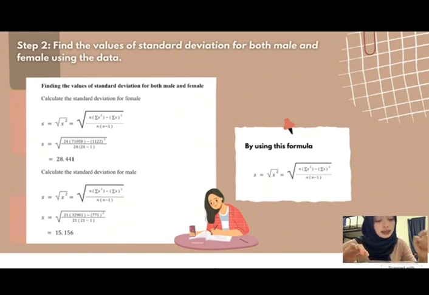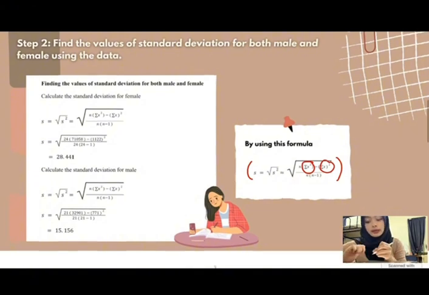So this is the formula that I use, which is S equals square root of S squared equals square root of N summation of X squared minus X bar squared, over N in the bracket minus 1. These have totally different meanings and really different values, so you need to be careful of that when you calculate. As you can see, our standard deviation for female here is 28.441, while for the male we got 15.156.